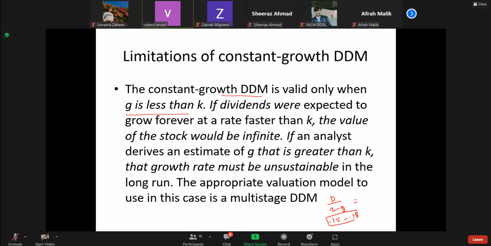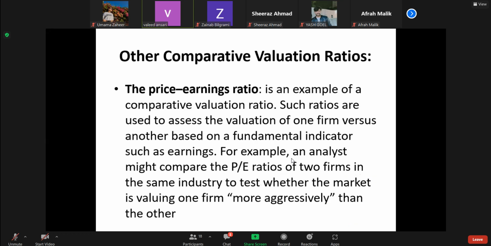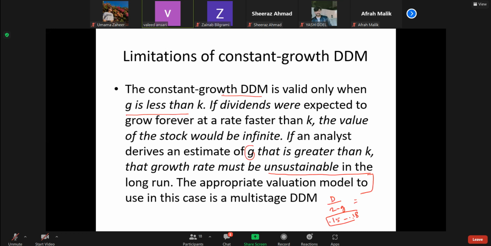And if the analyst's estimate has G greater than K, it must be unsustainable. So that is why, if you are assuming that the growth rate will be higher than K, this formula does not work, and may not be a valid way to understand equity valuation. But let me tell you that it is one of the most widely used methods for valuation of equity shares. And it's simple in the sense that one has to find out the dividend and the required return.